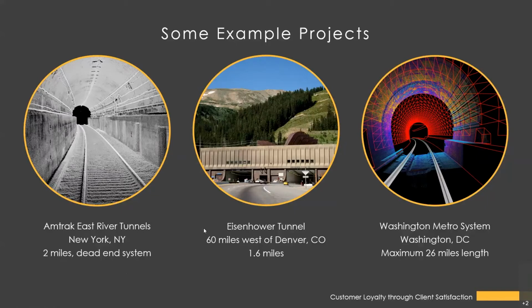The second project would be the Eisenhower and Johnson tunnels in Colorado on I-70. It's out west of Denver. It's very high. It's the highest piece of interstate in the country, highest tunnel, I believe, in the country at 11,000 feet. And so we're going to talk a little bit about some work that we performed for a consultant on the Eisenhower tunnel. And the third project would be the Washington Metro system.